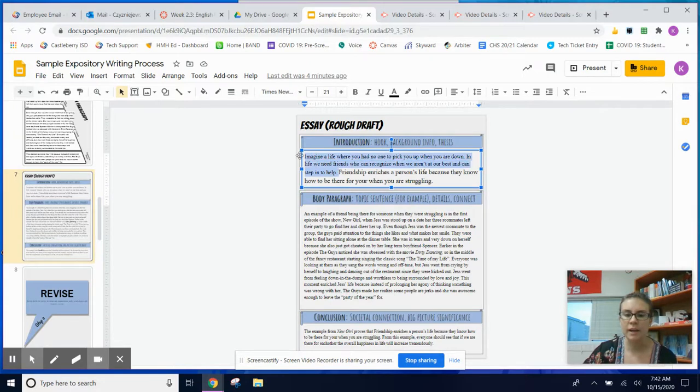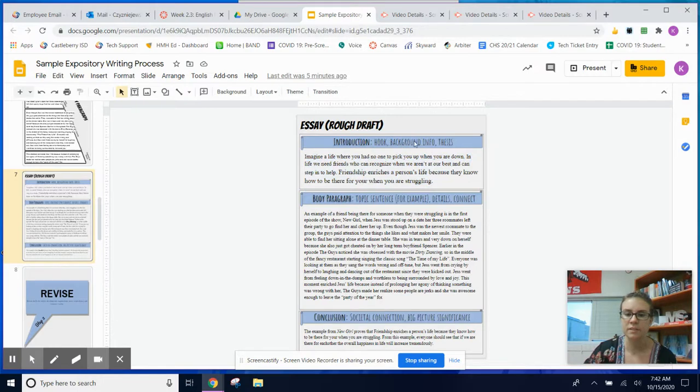Then you can add a couple of intro sentences, that's a hook, and background info. What I said is imagine a life where you had no one to pick you up when you're down. In life, we need friends who can recognize when we aren't at our best and can step in to help. Friendship enriches a person's life because they know how to be there for you when you're struggling. This is all about friendship, so my reader is going to know that this essay is going to be about friendship from these three sentences right here. A hook sentence, giving some background information, and most importantly, your thesis statement.